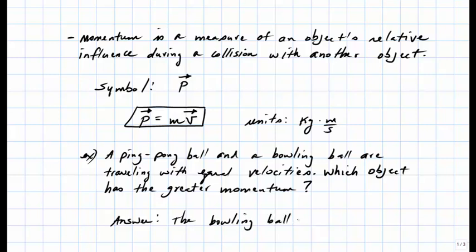Now here's another question. Could a ping pong ball have greater momentum than a bowling ball? And the answer to that is absolutely. If the bowling ball is traveling with a low velocity and the ping pong ball is traveling with a very high velocity, then the product of mass times velocity for the ping pong ball could potentially exceed the product of mass times velocity for the bowling ball. So the answer is yes. A ping pong ball could have a greater momentum than a bowling ball.